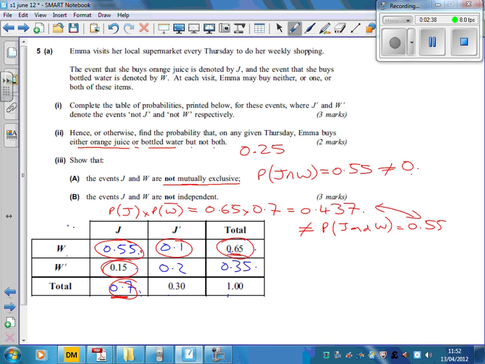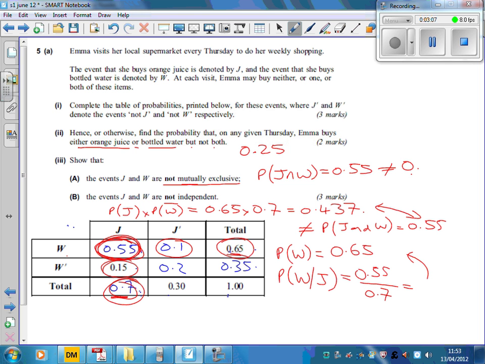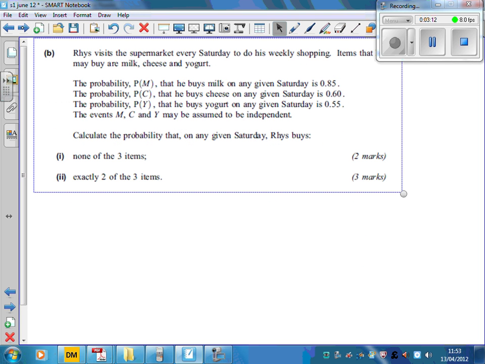It doesn't work. So the other way of doing it would be to say, well, what is the probability of water? The probability of water, of course, was 0.65. And let's try again then. What's the probability of water given juice? The probability of water given juice is that out of juice 0.7, and that divided by that again doesn't equal the same thing. They don't match. Lots of different calculations to show that they're not independent.